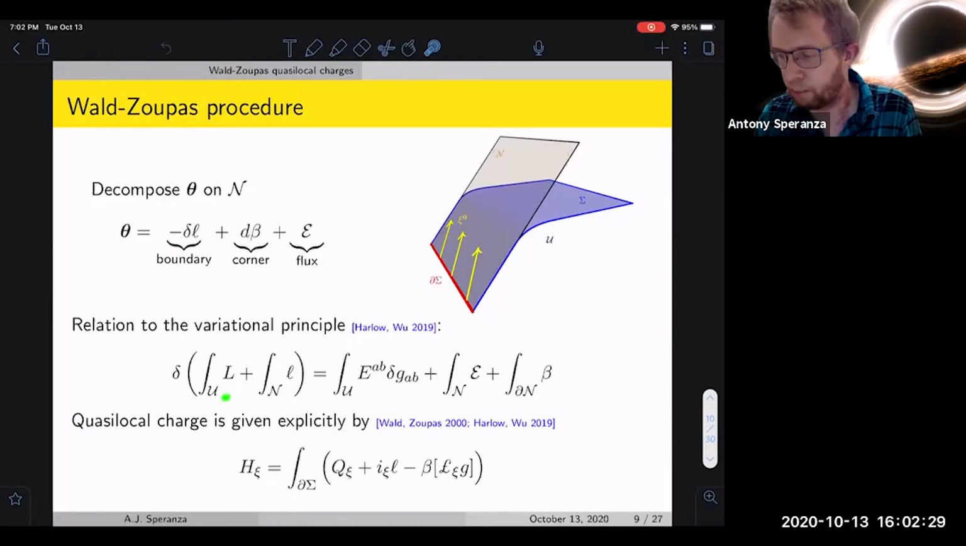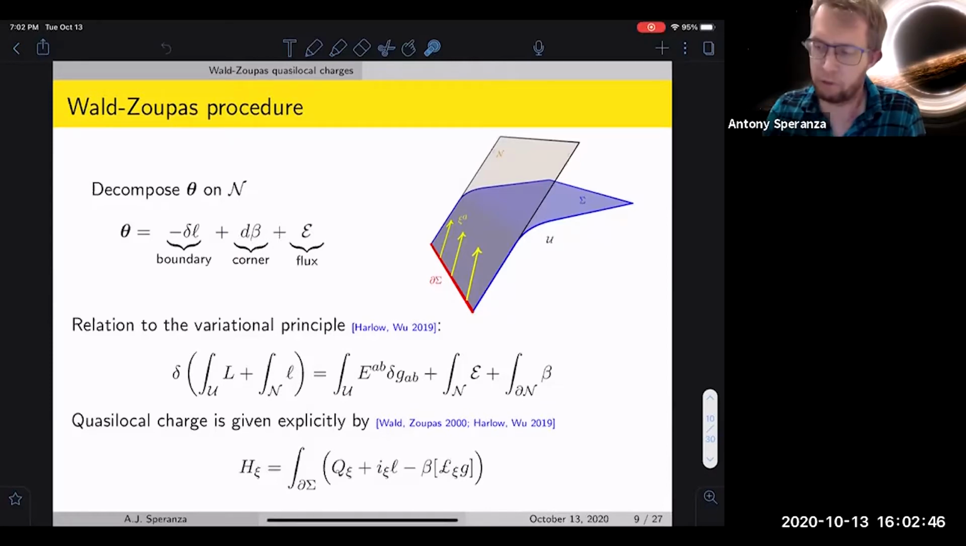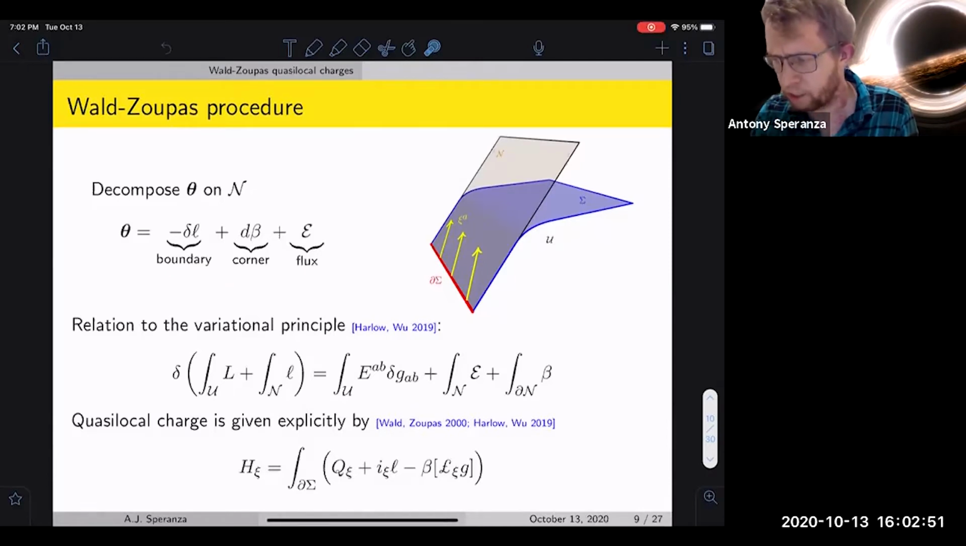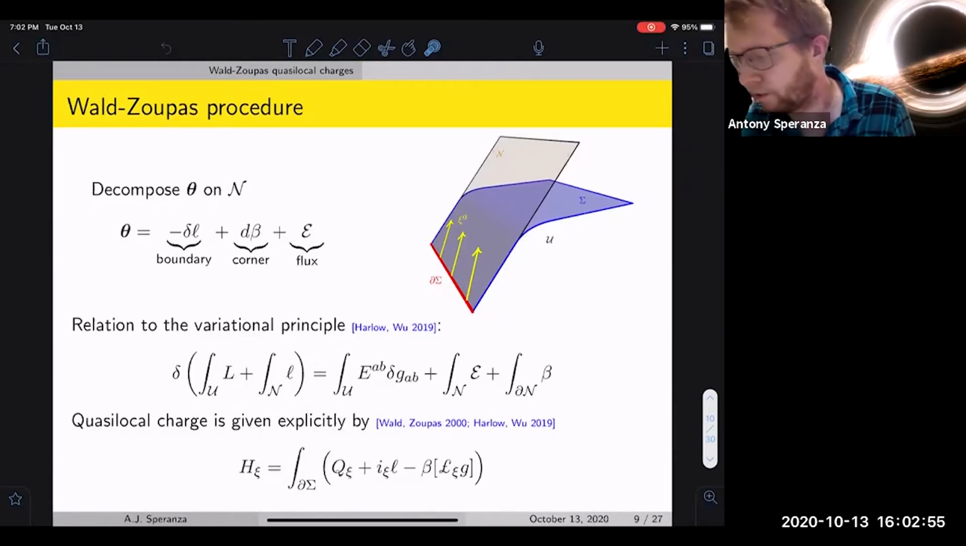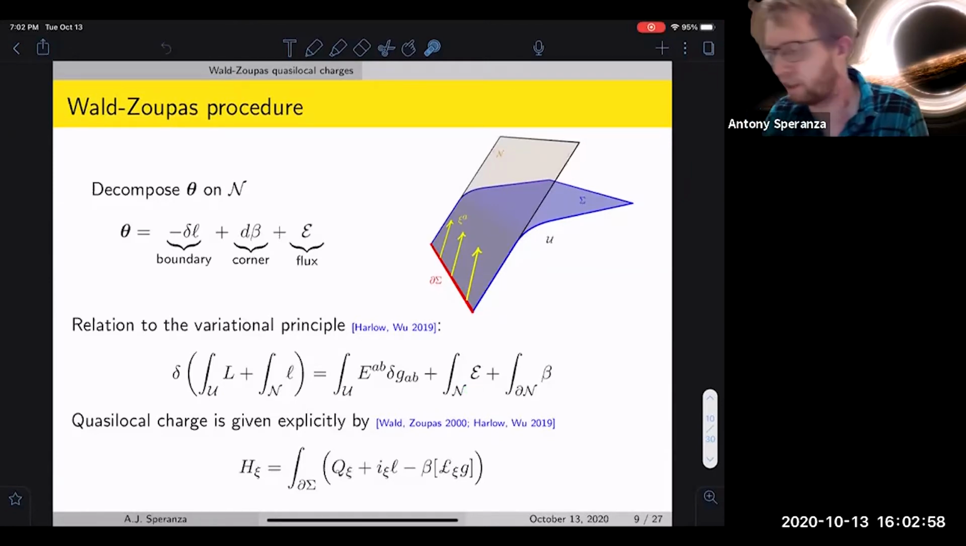So when you vary the bulk action plus the boundary action, you get integrated over the bulk equations of motion. And then this flux term is all that's left that's integrated over the boundary. And then this beta here kind of localizes to the corner term in the variational principle. So that sort of explains what that terminology means. And so if you want the variational principle for the subregion to be well defined, you need to come up with boundary conditions that set the flux to 0. And if you do that, you can write down these charges.